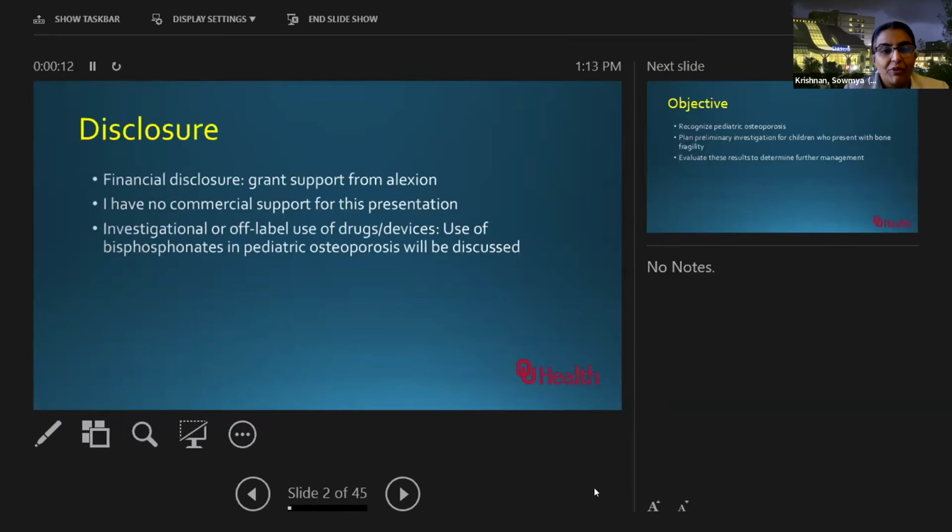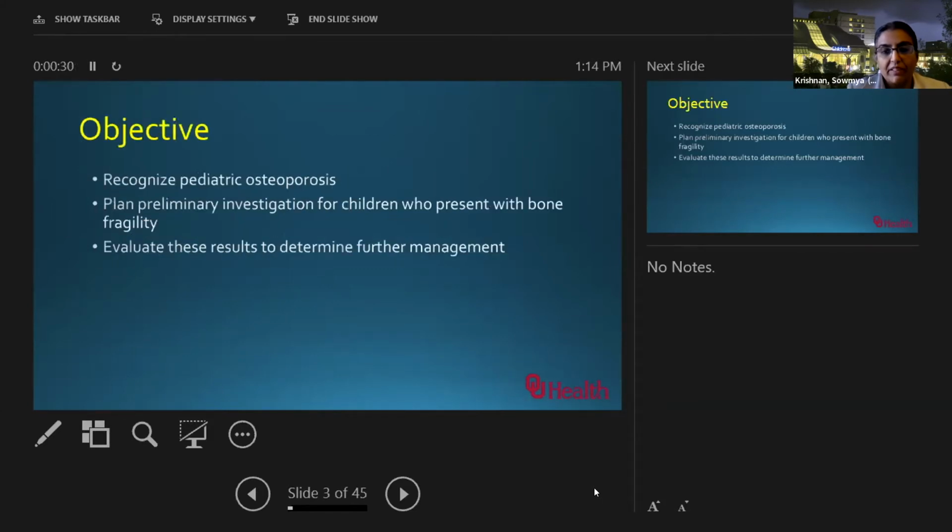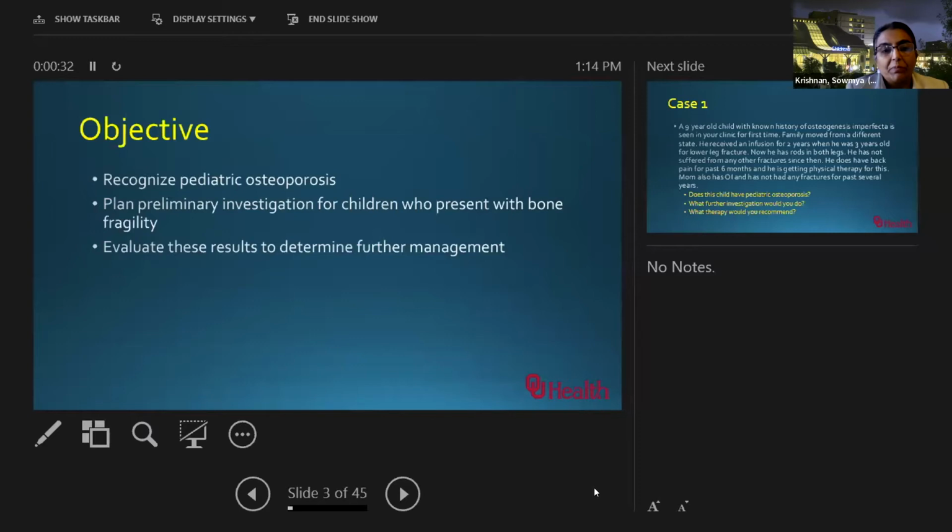For disclosures, I did get grant support from Alexion. I do not have any commercial support for this presentation. And I'll be discussing use of bisphosphonates in pediatric osteoporosis, which is pretty off-label for most diagnoses other than osteogenesis imperfecta. The primary objectives are to: one, recognize pediatric osteoporosis; two, plan preliminary investigation for children who present with bone fragility; and three, evaluate these results to discuss further management.